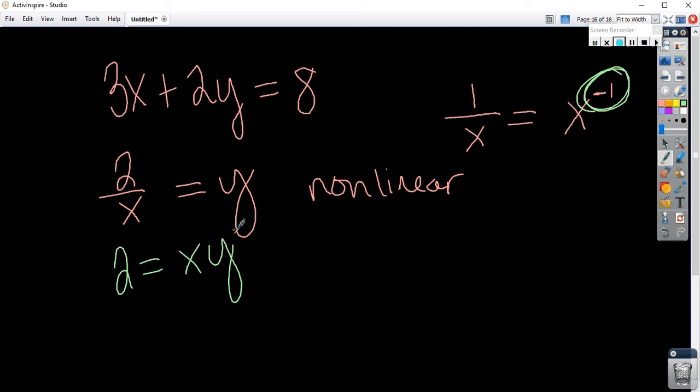So are we always going to be able to graph it to figure it out?